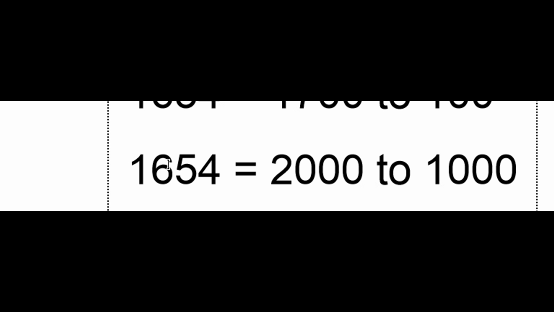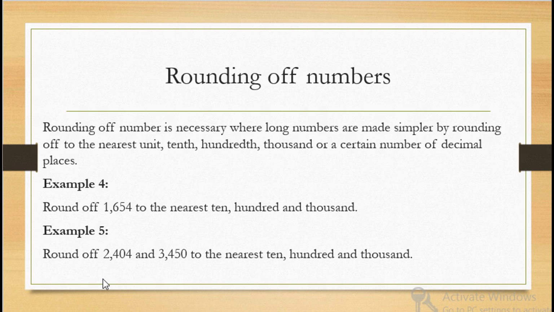So if I want to round this number to the nearest 1000, I will check what I have here as the 100. In the 100 I have 6, which is up to 5. So I'll call it 1. I'll add it up here, and this will be 0. So if I do so, I'll have 2000. So I've successively rounded this off to 2000. Let's take example 5.